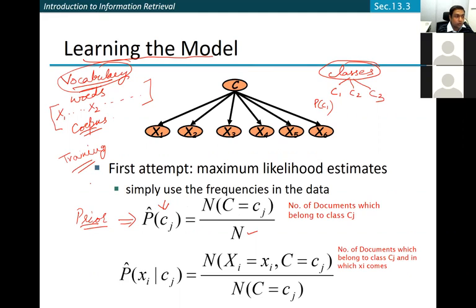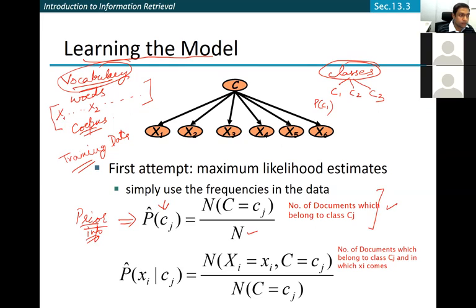Since you have training data, it is easier to calculate this prior information. And many times it is assumed to be equal. So if there are 3 classes, it is assumed to be equal. That is also done in some implementations. But this can be calculated if the training data is given.